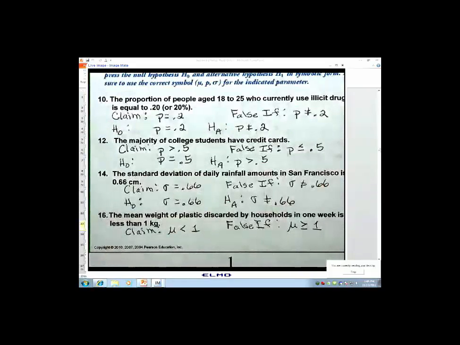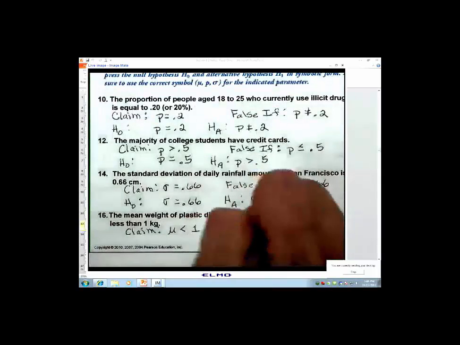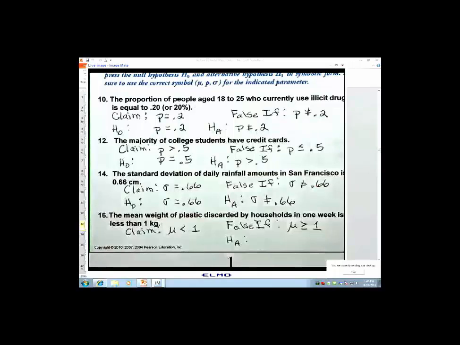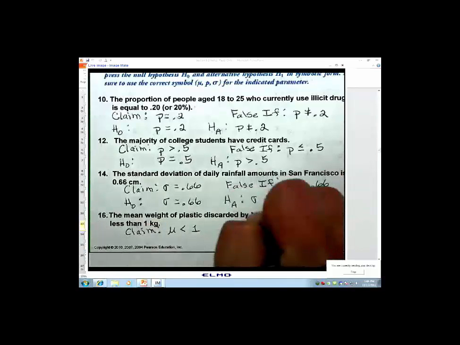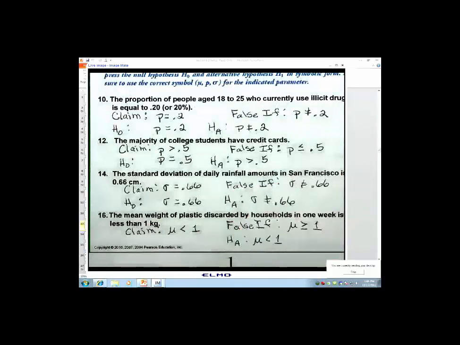So what is the alternative hypothesis? It's got to be one of these two. It's the one that doesn't have the equals. The alternative hypothesis is always, always, always either the claim or its complement, whichever one doesn't have the equals in it. So here it would be mu is less than 1. And what is the null hypothesis? Always equals.